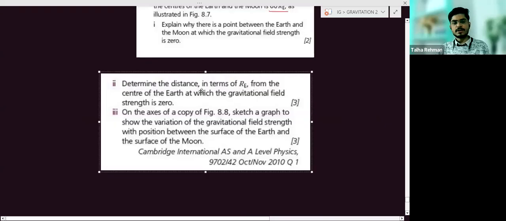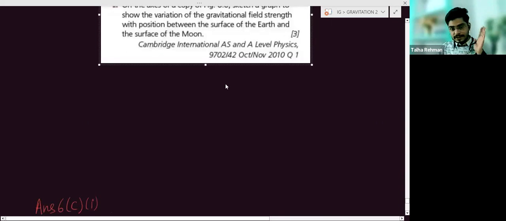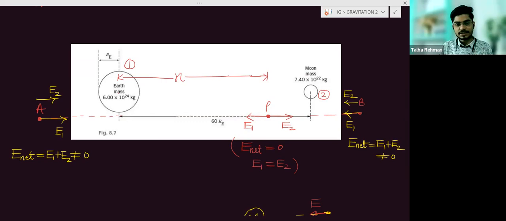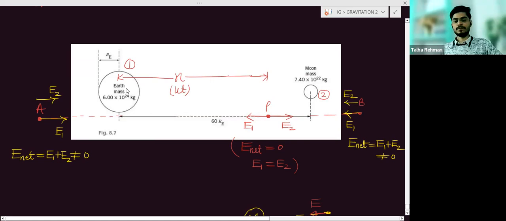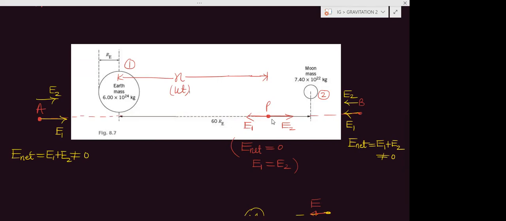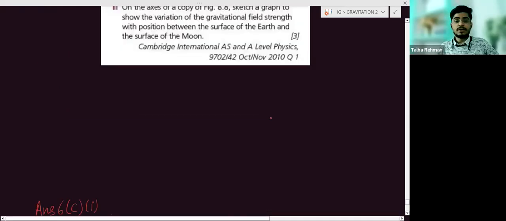So in the second part, they are asking to determine the distance in terms of RE from the center of the Earth at which the gravitational field strength is zero. So they are asking the distance between this point and the center of the Earth. Suppose I have considered this as x. So this x we have to find. We can find it very easily. We will put E1 equal to E2, and we will get the value of x. Shafaruddin, are you getting something? Yes. So this second part, I will solve in the next class.